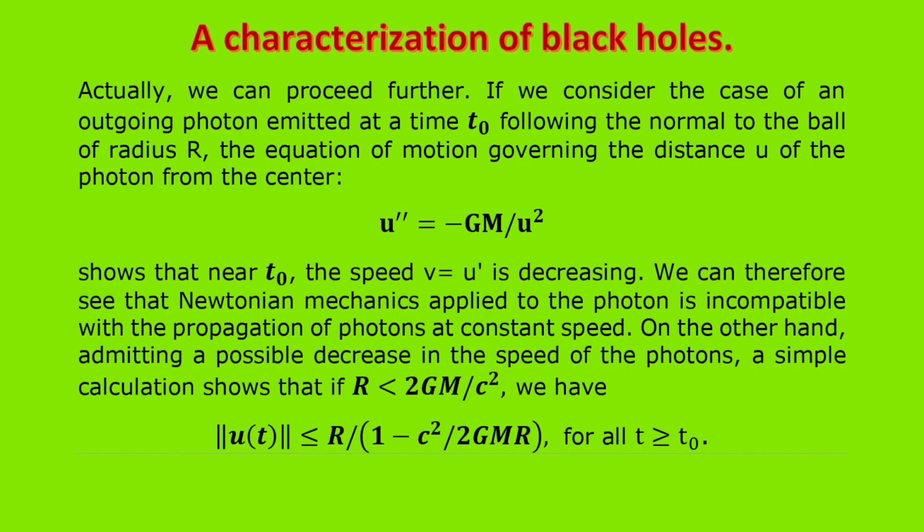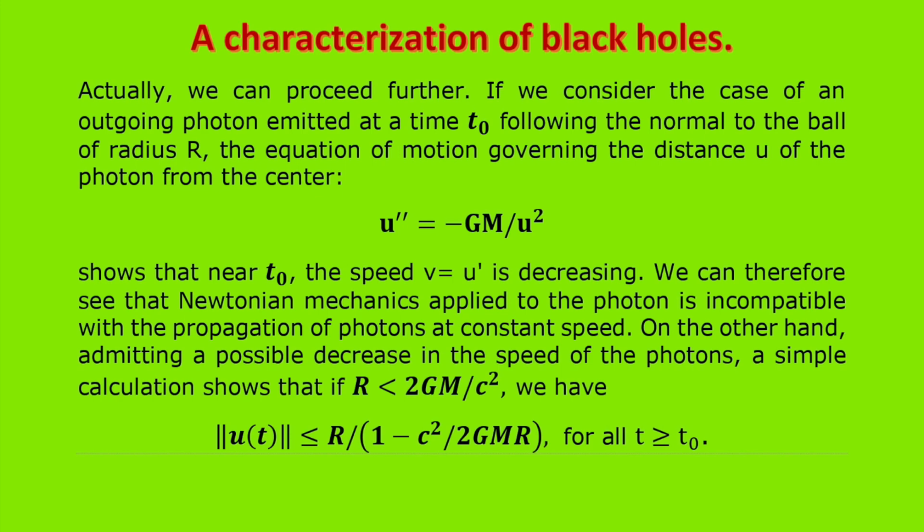Actually, we can proceed further. If we consider the case of an outgoing photon emitted at the time t0 following the normal to the ball of radius capital R, the equation of motion governing the distance small u of the photon from the center, u double prime equals minus capital G capital M over u squared, shows that near t0 the speed v equals u prime is decreasing.